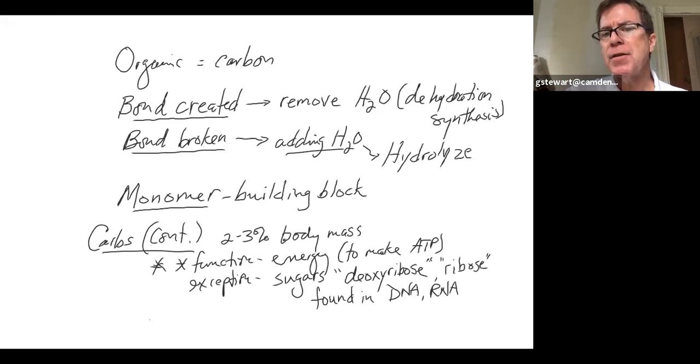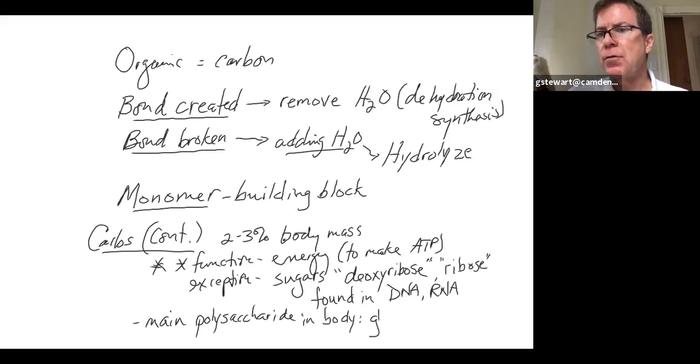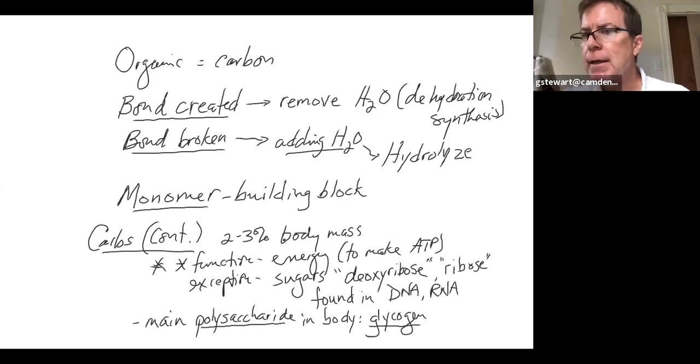I think I mentioned glycogen the last time, but if this is a repeat, I apologize, I just want to make sure that I touched on these. The main polysaccharide in the human body is called glycogen. So glycogen is a polysaccharide. That means a big, long sugar. Really what it is is stored glucose.